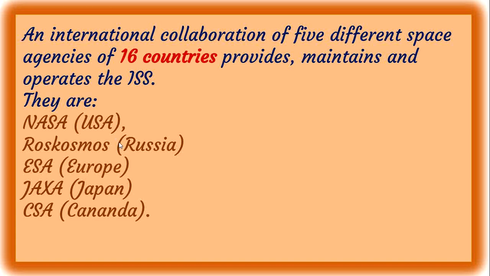On February 22, 2019, Roscosmos announced the construction of its new headquarters in Moscow, the National Space Center. So, at which year? February 22, 2019, Roscosmos announced the construction of its new headquarters in Moscow. And the next one, ESA. What is ESA? European Space Agency. The abbreviation for ESA is European Space Agency.